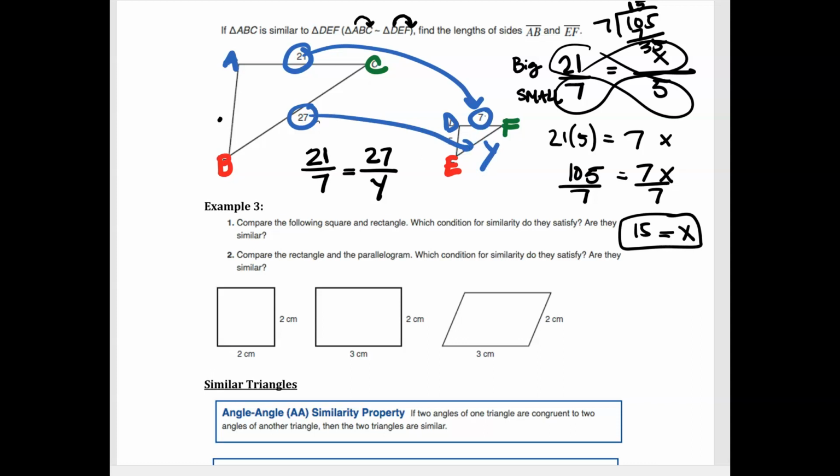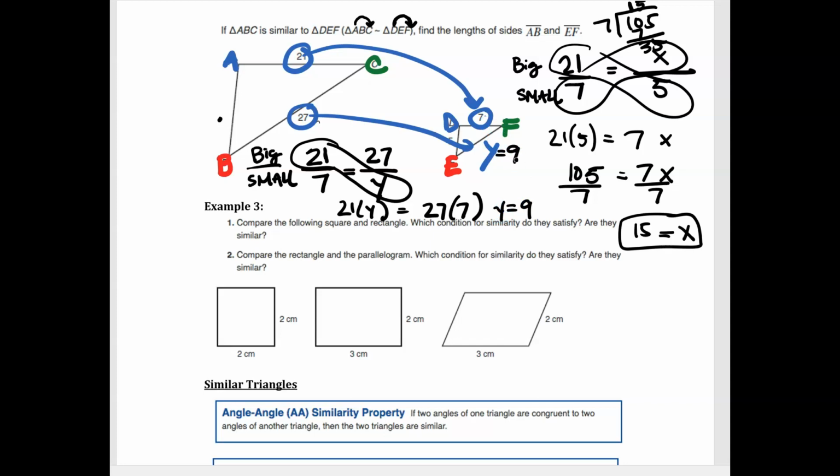You always want to go in the same direction. So if you're going big to small, you have to be consistent and do that both times. And then you're going to cross multiply. So 21 times Y equals 27 times 7. And if you solve that, you end up getting Y is equal to 9. So Y is equal to 9.